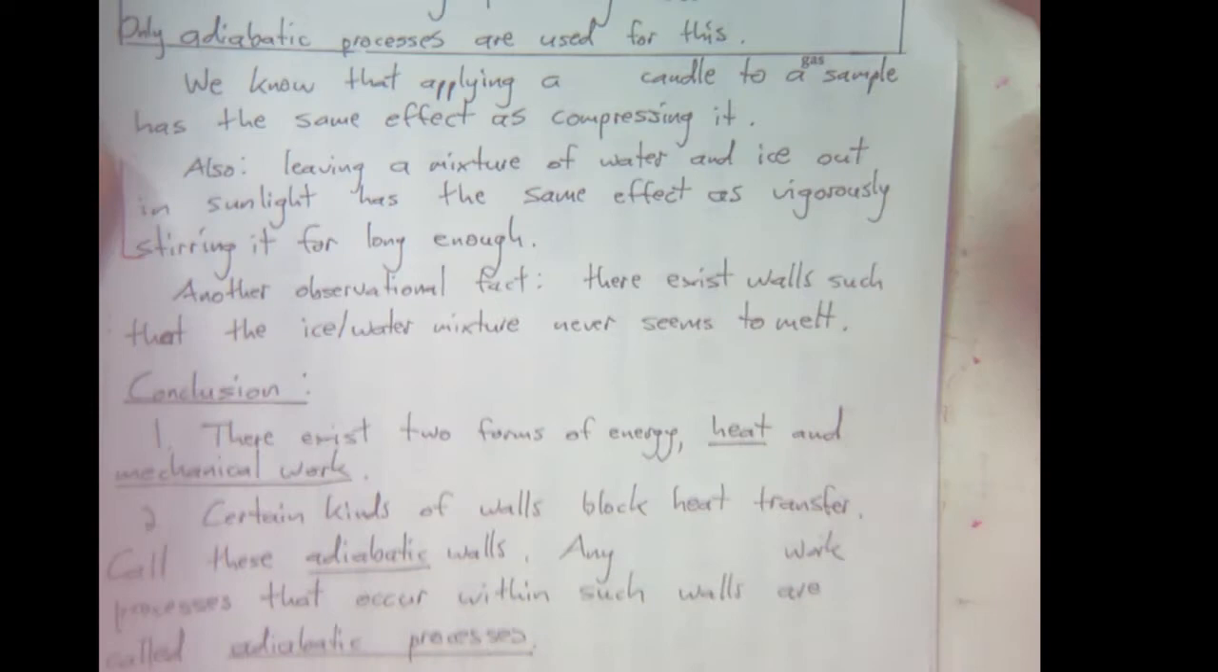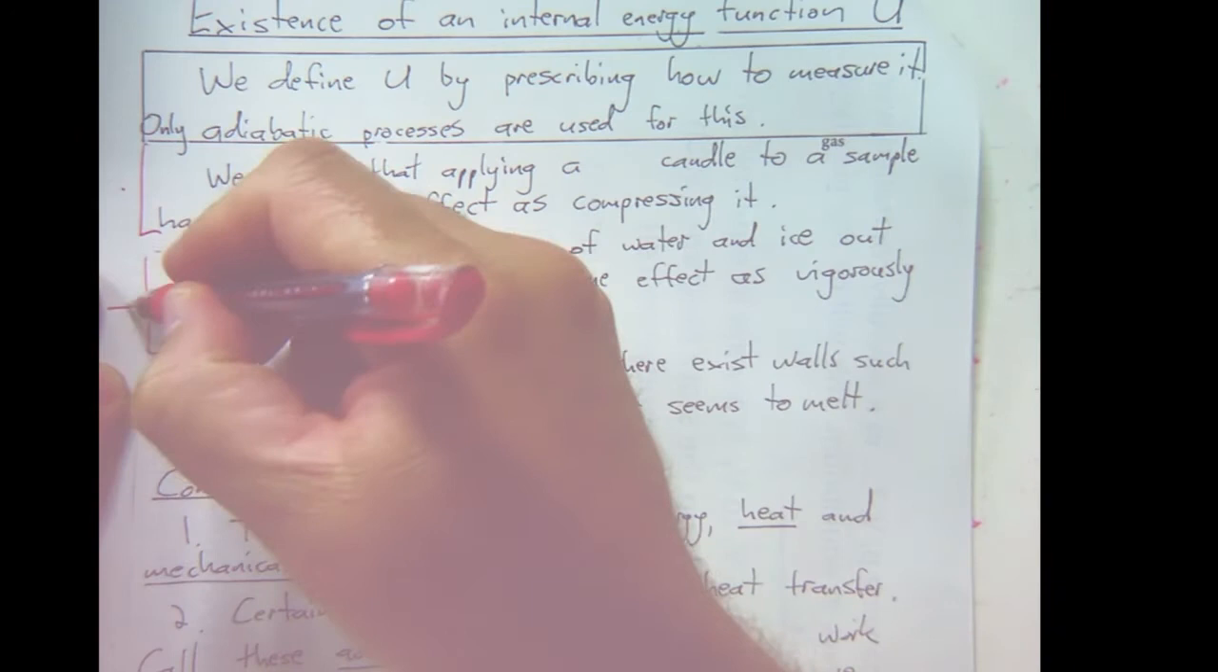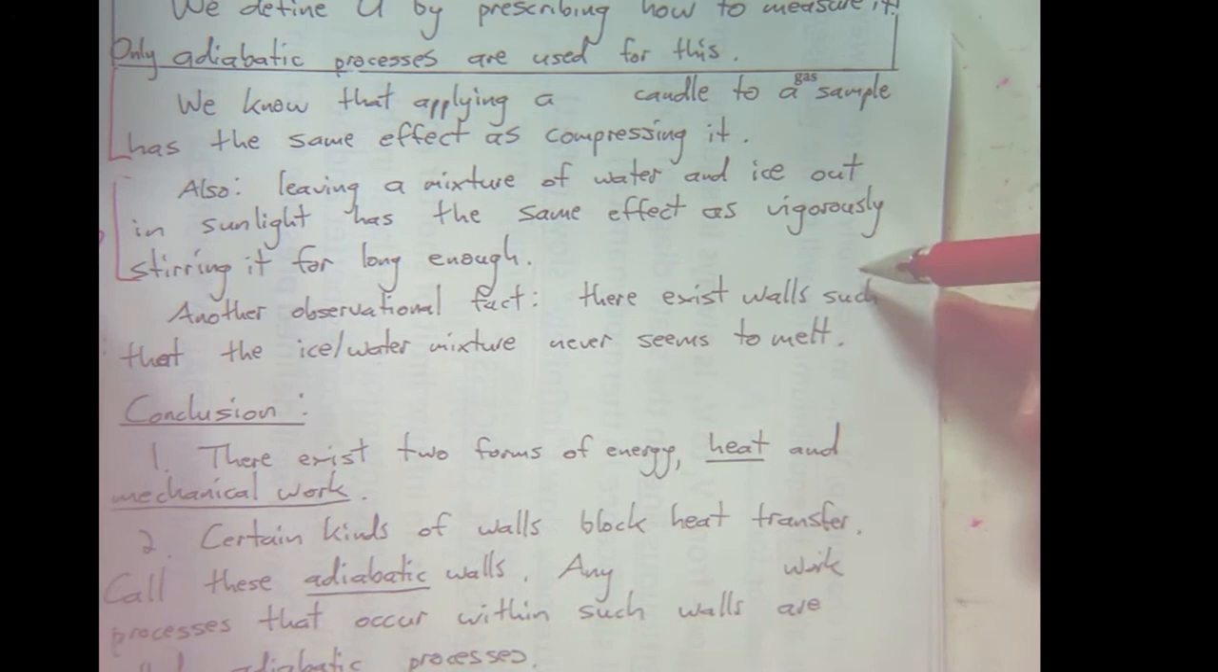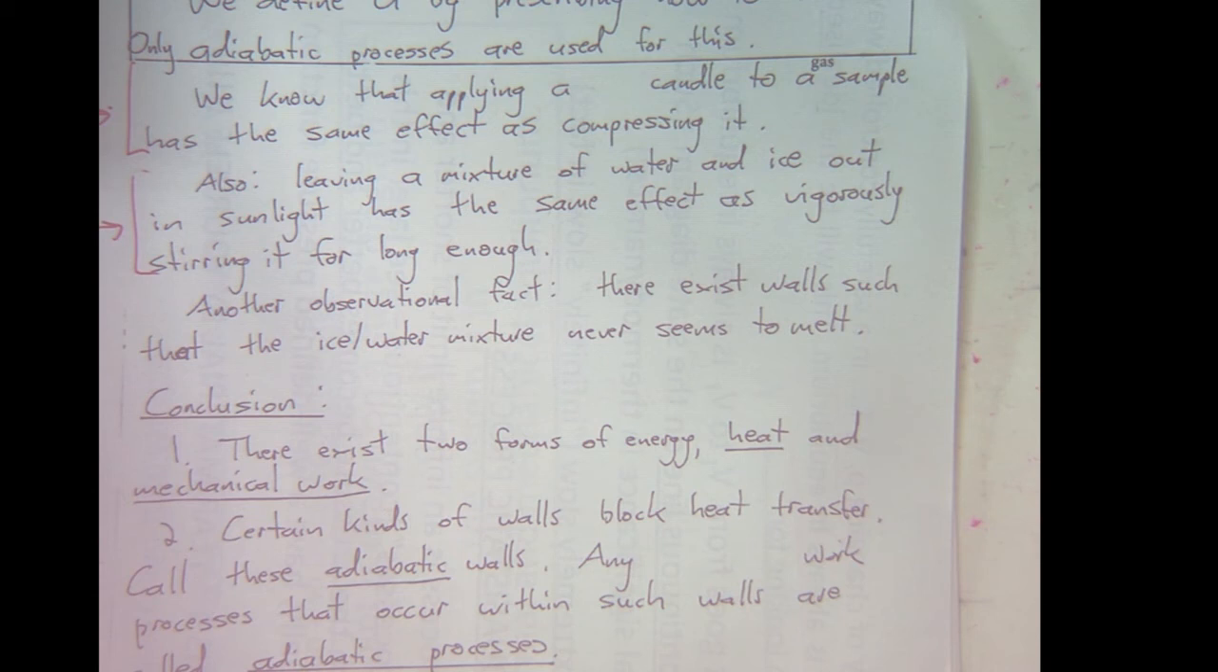Another observational effect, so these two are in fact slightly different for a very important reason, we'll see in a minute. And then the last observational fact is that there exist walls such that the ice water mixture never seems to melt. Okay, so put it in a thermos flask, that's good enough, and you put that out in the sun, nothing happens.